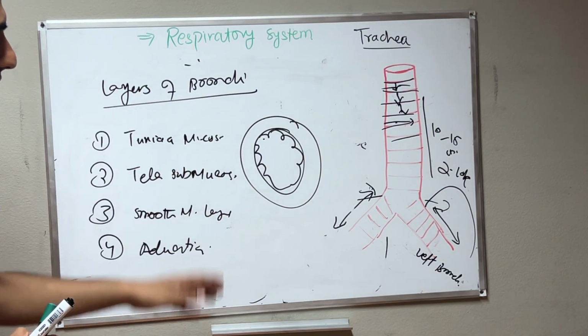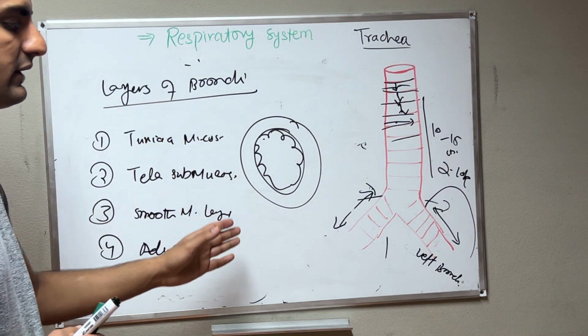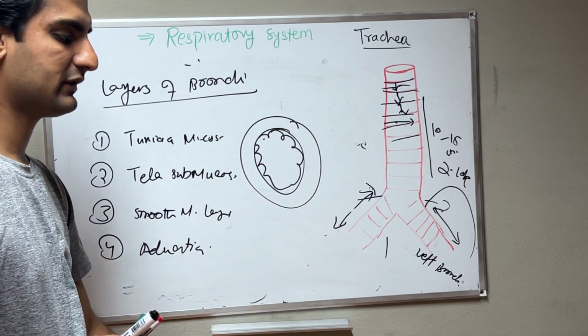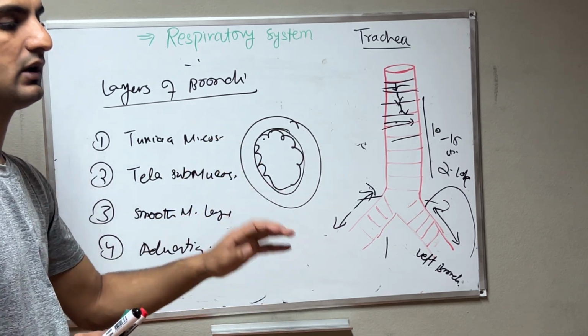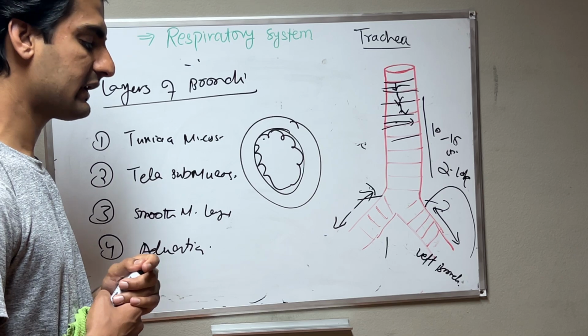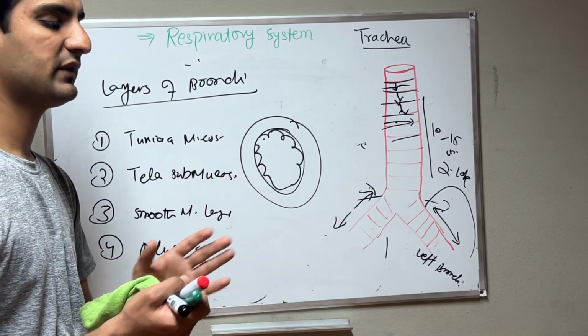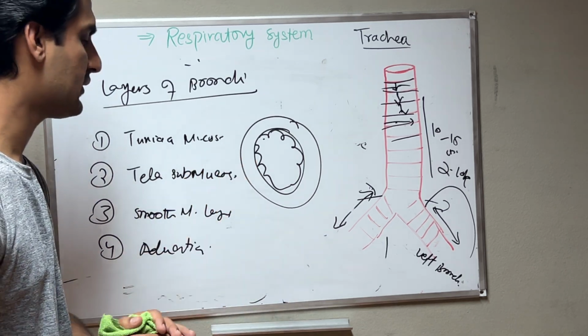We already discussed where we have respiratory epithelium, where we have cuboidal epithelium, and at the end, in the alveolar tree, where we have simple squamous epithelium. This is short information about the trachea and bronchioles.